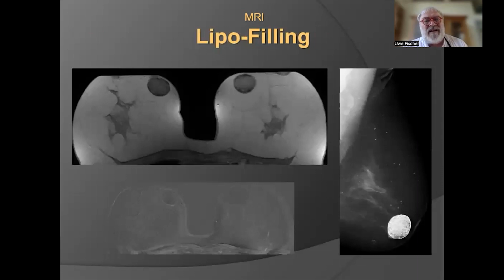This is also lipo-filling, and this time the lipo-filling was done in the subcutaneous fat tissue to correct some aesthetic aspects or things like this. This is a very old situation, even though you can see in the mammogram that there is a calcification in the surrounding, to enclose this depot of fat tissue, and there is no significant enhancement after the application of contrast material. So this is filling up of the breast with lipomatous tissue.